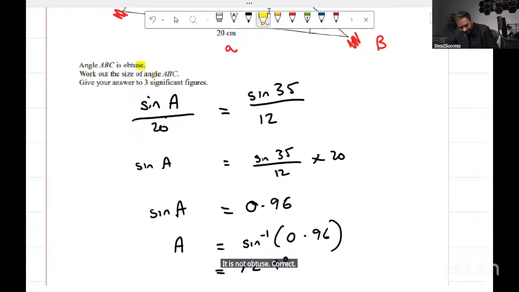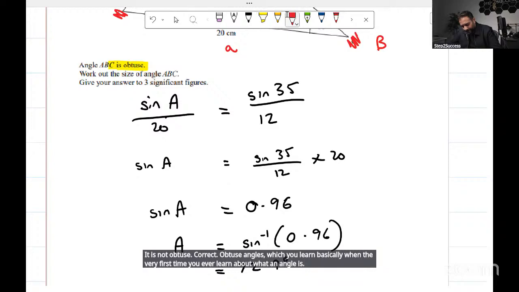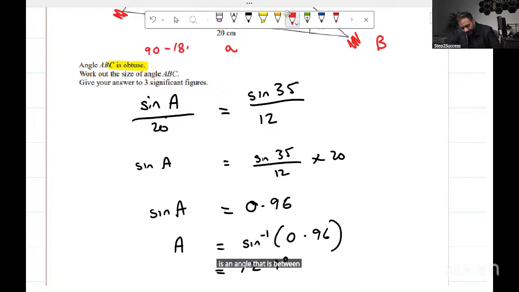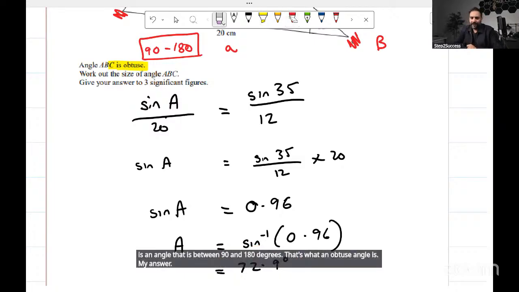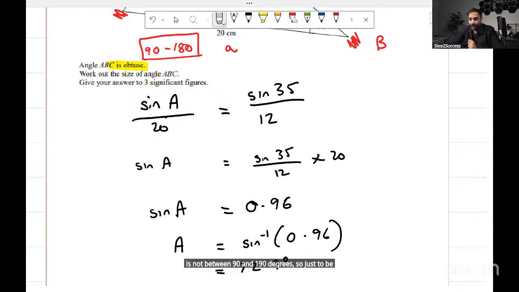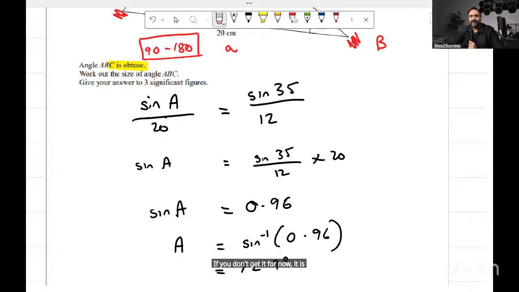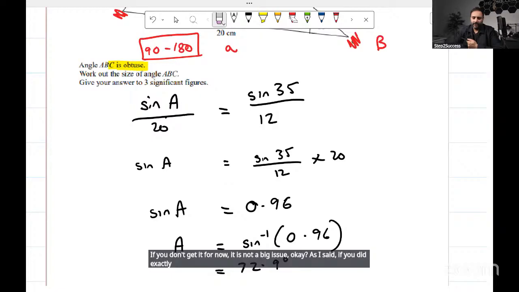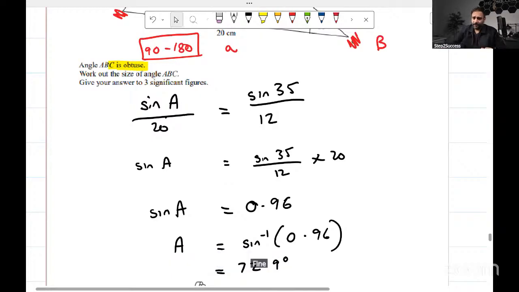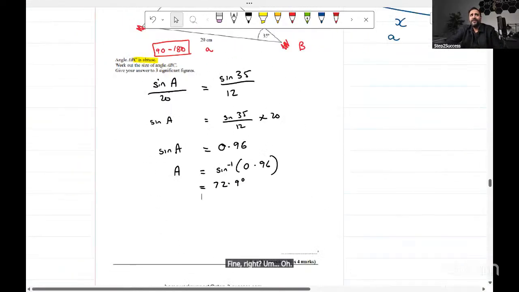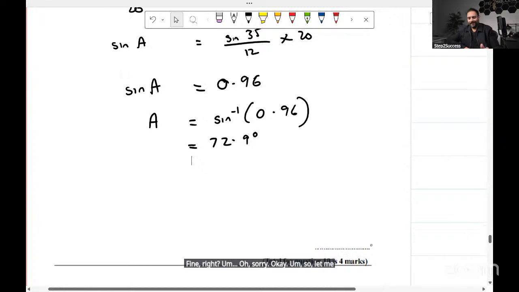Obtuse angles, which you learn from the very first time you learn what an angle is, are angles between 90 and 180 degrees. That's what an obtuse angle is. My answer is not between 90 and 180 degrees. Just to be clear, what I'm about to tell you is a relatively advanced thing. If you don't get it for now, it is not a big issue. As I said, if you did exactly what I've just done, you would get 3 out of the 4 marks. Fine. Okay, let me tell you what this is.